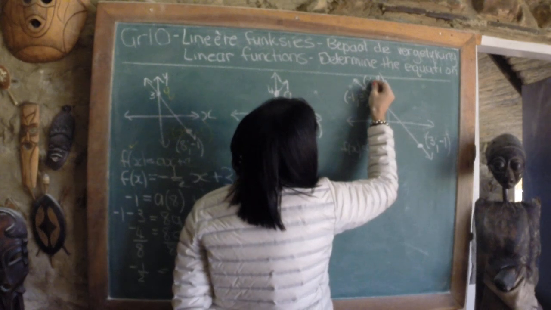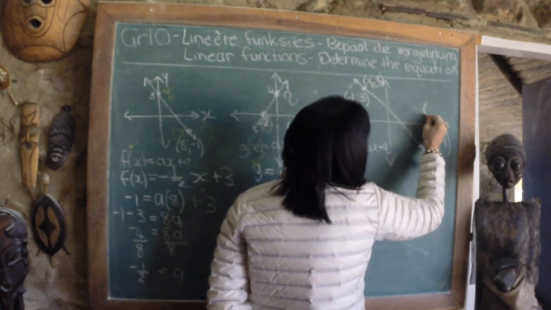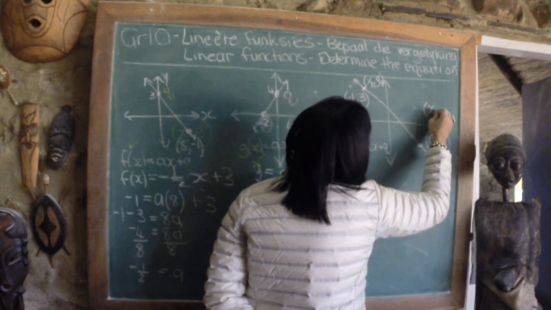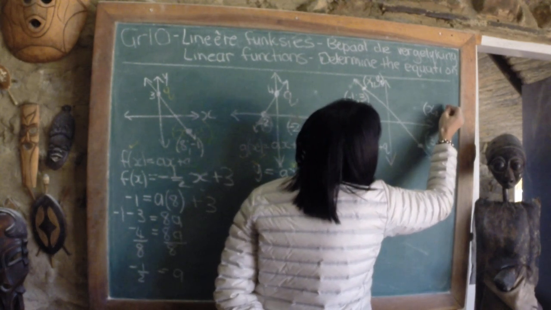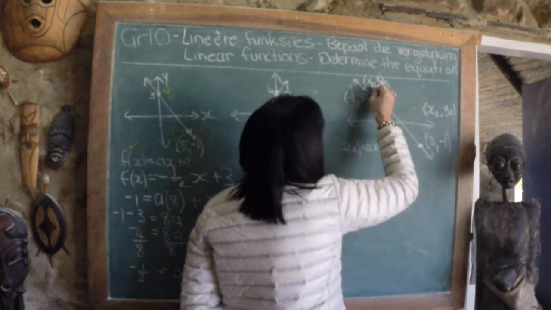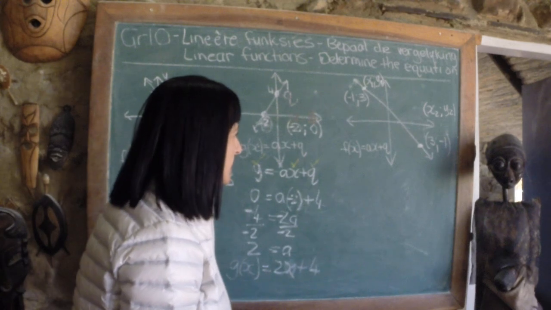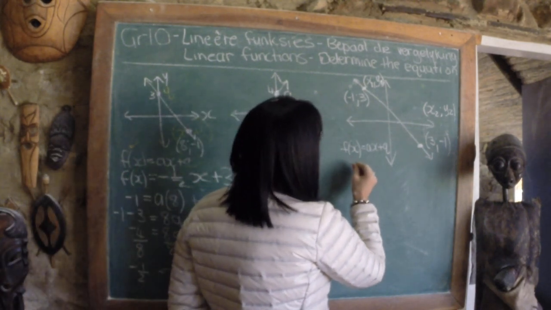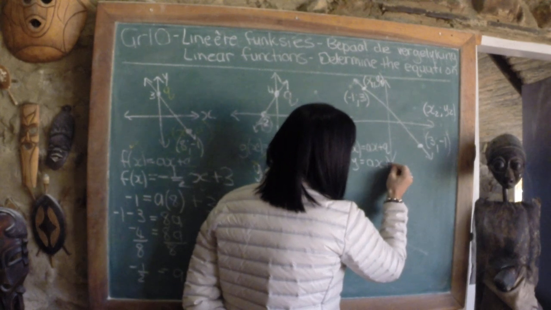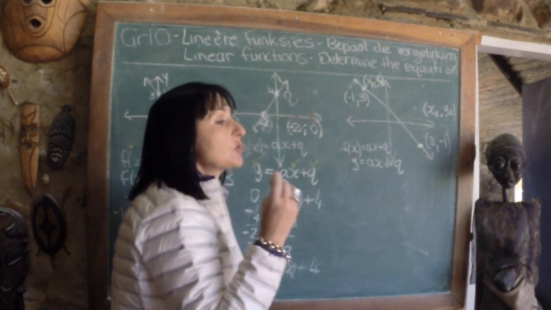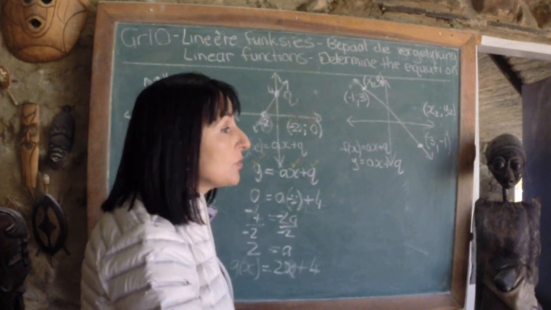Ons noem dit sommer x1 en x2. That one is also an x and a y coordinate. So let's name that x2 and y2. This one x1 y1, this one x2 y2, different coordinates. So ek kan hulle in y en x se plek gaan insit. Then I've got 2 variables and 2 equations.